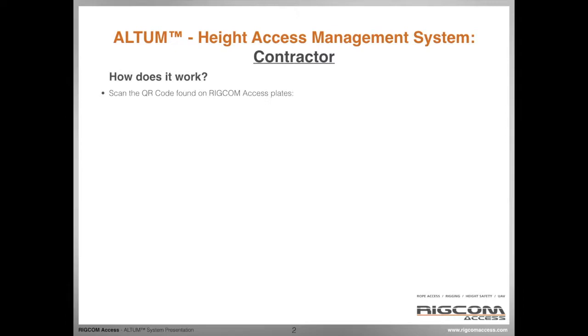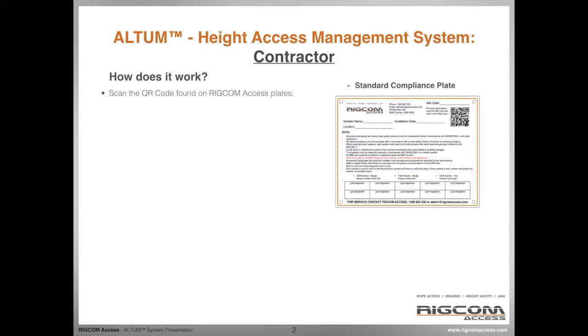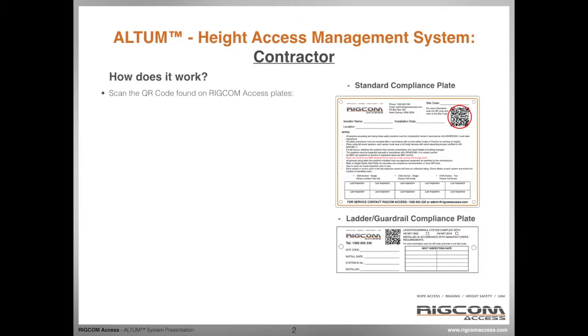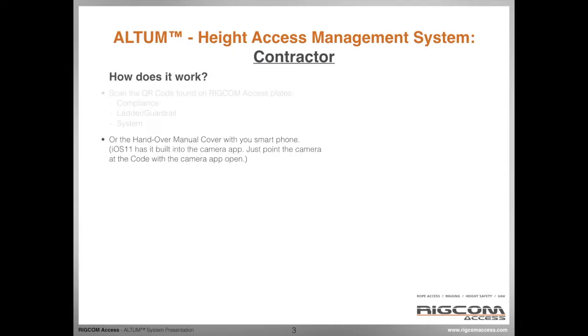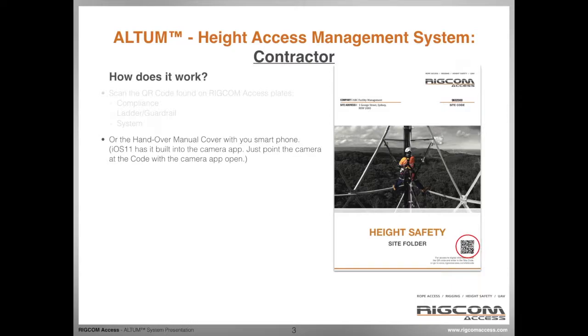Firstly, you need to scan the QR code found on RigCom Access data plates, such as the standard compliance plate, which is found at all height safety system entry points, the ladder guardrail compliance plate, or the installed systems data plate, found on all rail and lifeline installations. Or you can find it at the bottom right-hand corner on the handover manual.